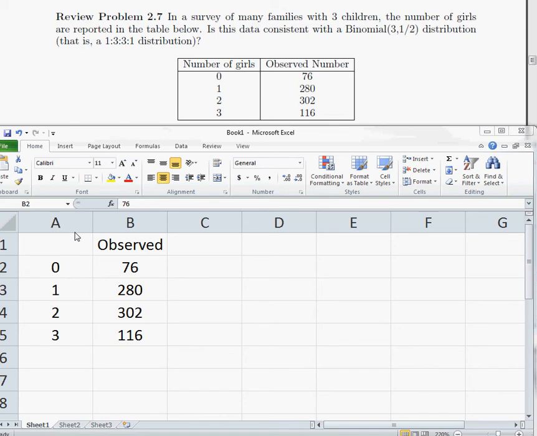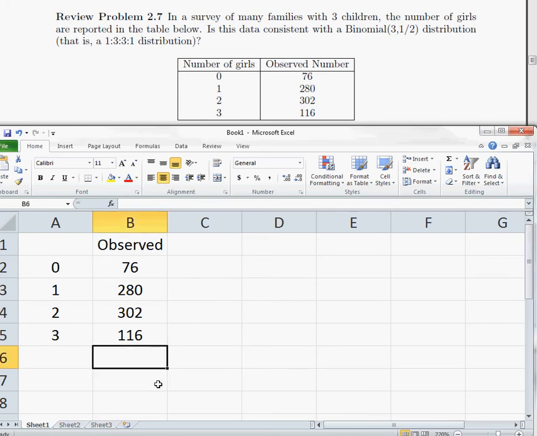Now that's a fancy way of saying that 1/8 of the families fall in the first category, 3/8 of the families fall in the second category, 3/8 in the third category, and 1/8 fall into the fourth category. That's because if you compute 3 choose 0, 1/2 to the 0, 1/2 to the third, that works out to be 1/8. For this block, if you compute 3 choose 1, 1/2 to the first, 1/2 to the second, that works out to be 3/8, and so on. So if you work out all the possible probabilities for a binomial 3, 1/2 distribution, it comes out to be 1/8, 3/8, 3/8, 1/8.